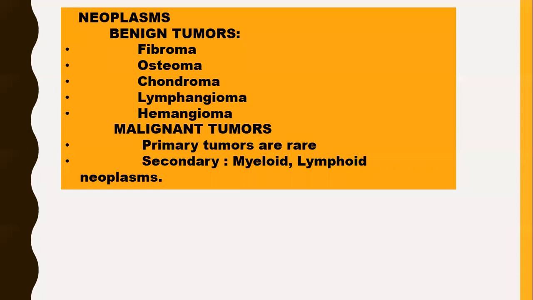The neoplasm of spleen. Benign tumors of spleen are fibroma, osteoma, chondroma, lymphangioma, hemangioma. And the malignant tumors of spleen: the primary tumors are very rare. And the secondary tumors involving spleen are myeloid, lymphoid neoplasms.